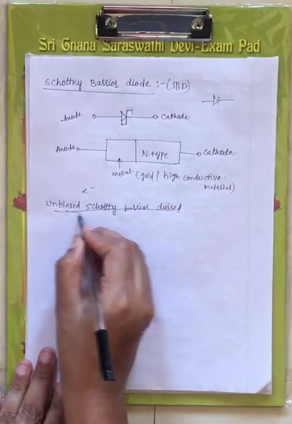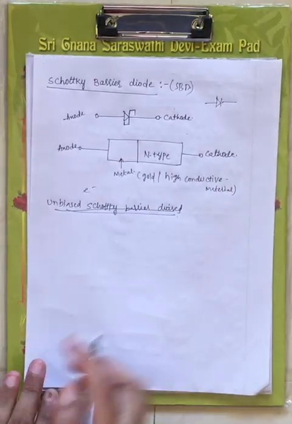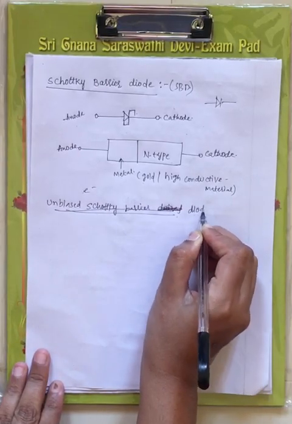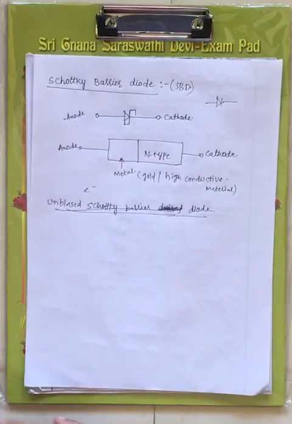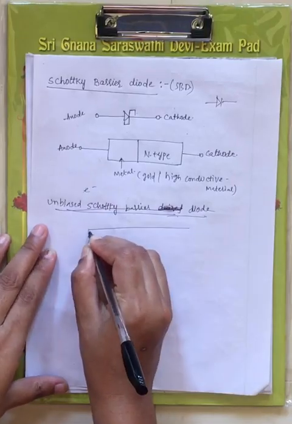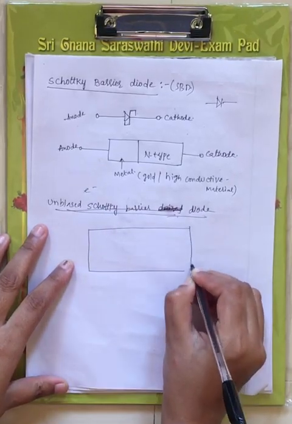Now let us see the unbiased Schottky barrier diode. Before applying forward voltage or reverse voltage, let us see what happens in this particular Schottky barrier diode, without application of any voltage. Let us see the internal operation of the Schottky barrier diode. We have metal that is diffused with the N-type layer.